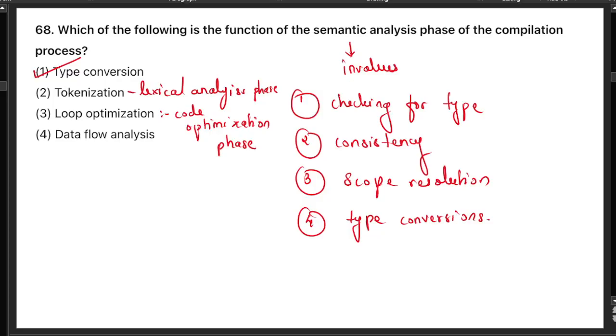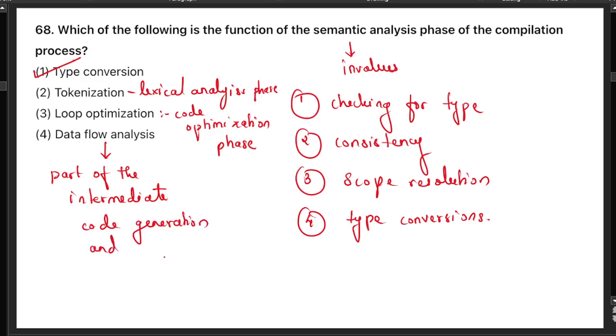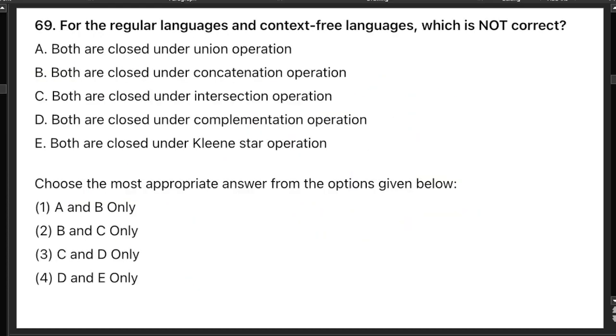If we talk about data flow analysis, this is part of the intermediate code generation and optimization phase, which focuses on the flow of data within the program. Okay, everyone. So I hope you got this question. Let's see now the next question.